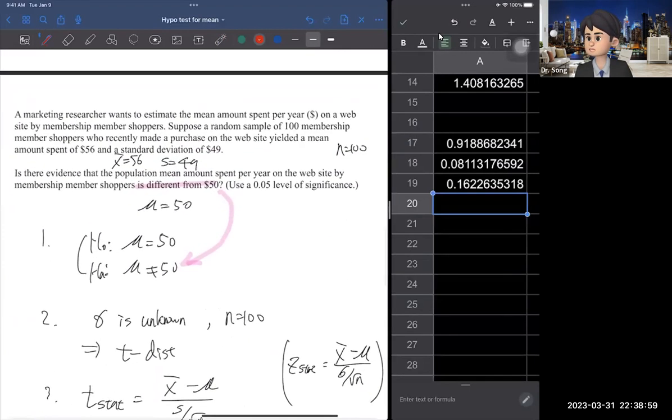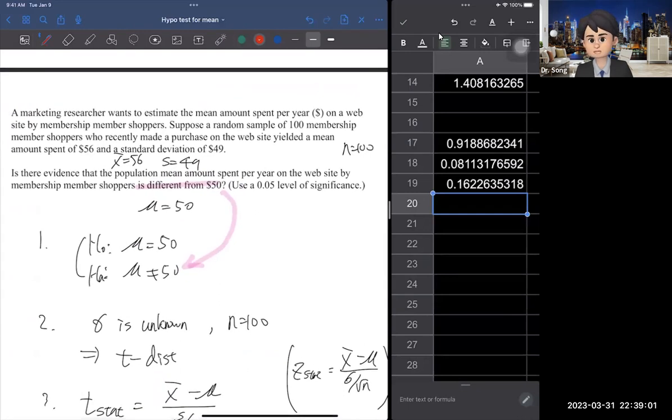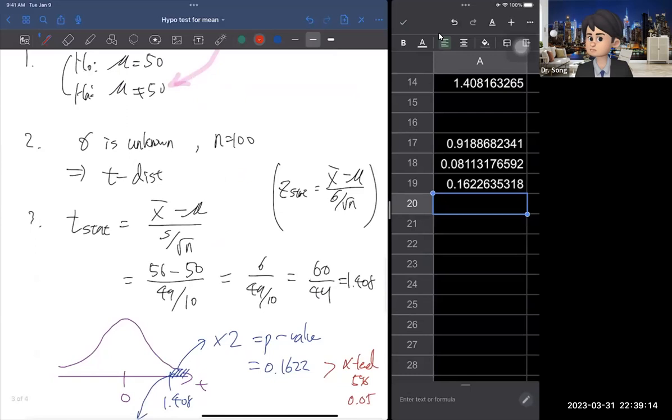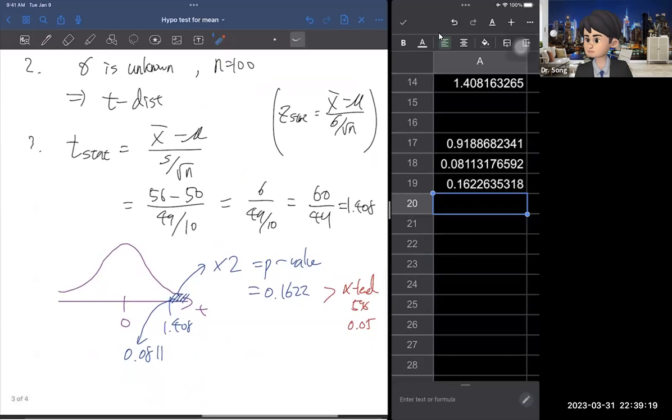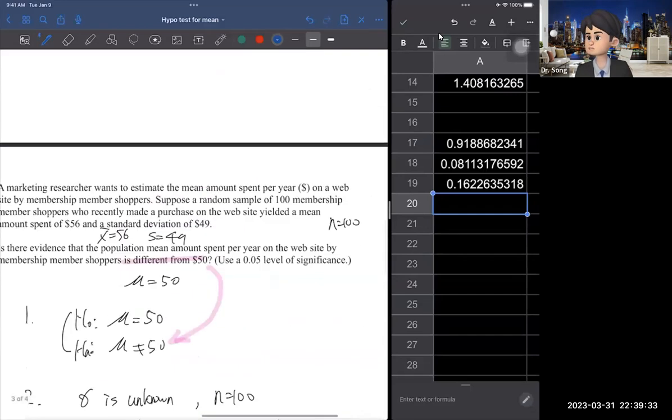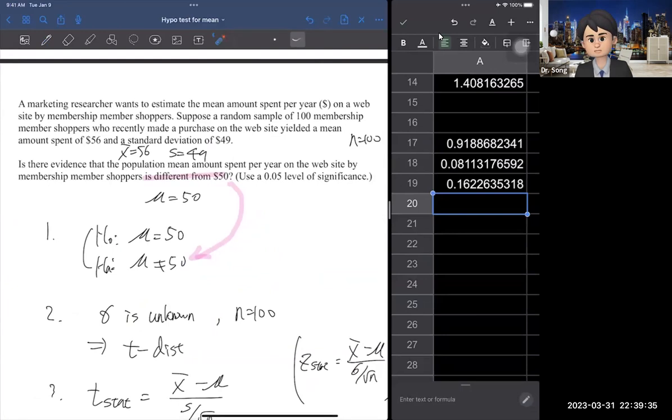So this question is a kind of realistic question because we don't know the sigma. Instead, we calculate the sample standard deviation, which is 49, but the sample size is large enough, so we can use a t-distribution. And then the steps are pretty much the same as the previous question. You calculate the t-test statistic and then calculate the p-value, and the p-value turns out pretty large, 0.1622, which is greater than the alpha level. So we fail to reject the null hypothesis. We don't have strong evidence to say that mu is not equal to 50. Okay?